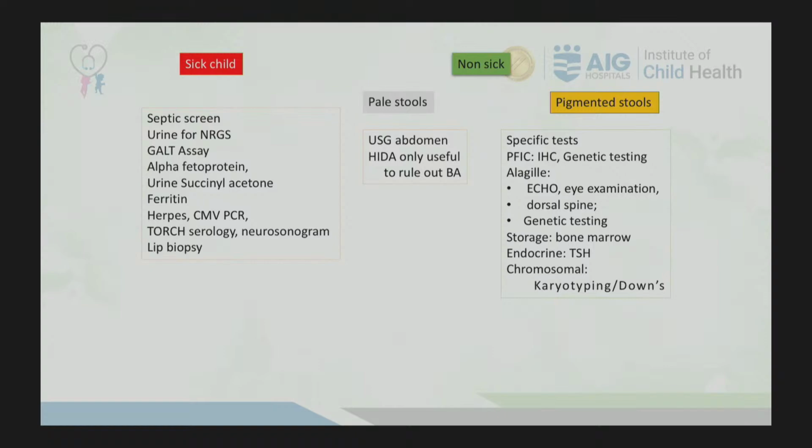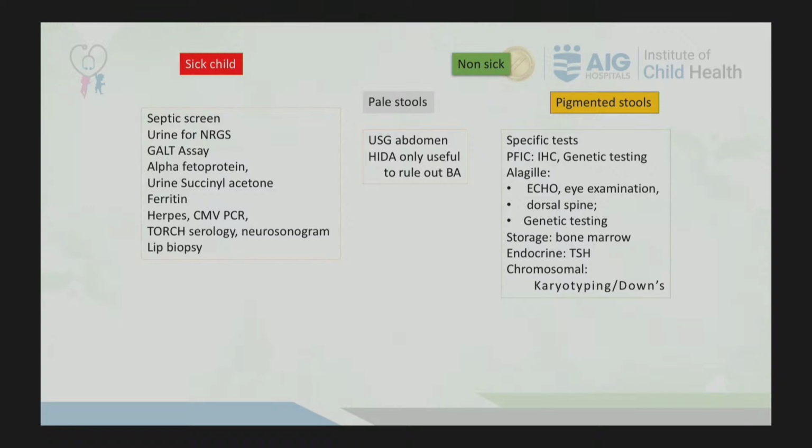And according to the clinical situation, in hemochromatosis, we can do lip or cheek biopsy to confirm the hemochromatosis. If the child is non-sick, get one ultrasound abdomen, HIDA scan, liver biopsy. If inconclusive, go for cholangiography. In pigmented stools, commonly the genetic tests are useful.